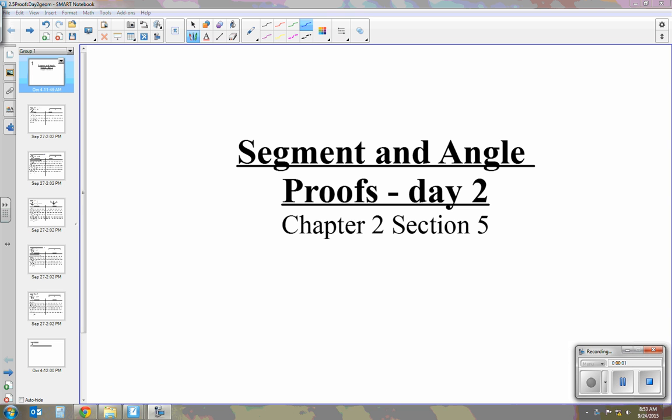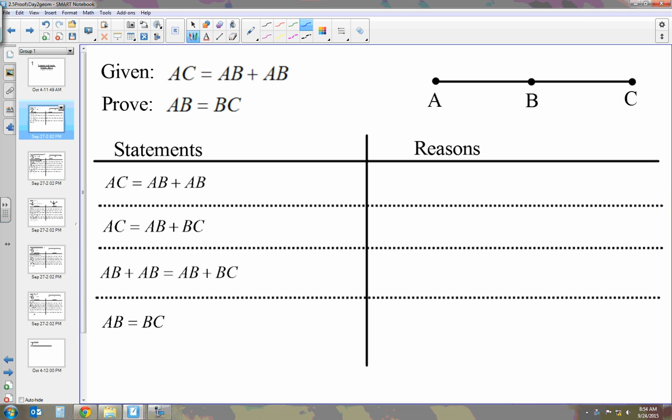Today I'm going to be going over a couple more segmented angle proofs so you can see more examples of these. So here's the first one, and I tell you that AC equals AB plus BC. So our first statement is given. Our next one, I tell you that AC equals AB plus BC. Well, let's look at the picture if I can find anything out.